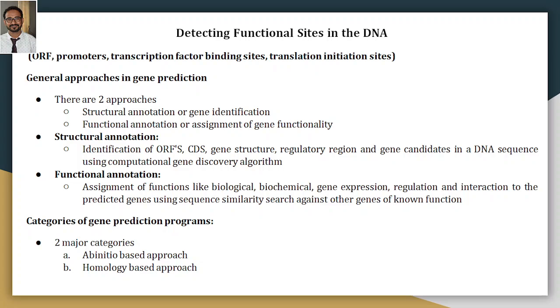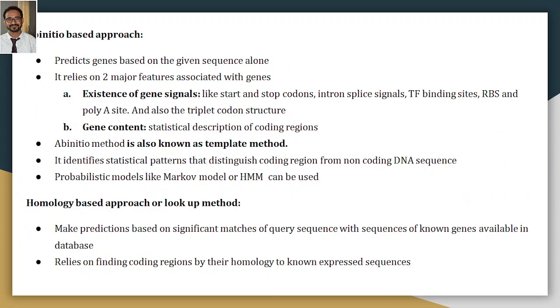Now, categories of gene prediction programs. Based on the annotation, we have structural and functional. Whereas for categories, there are two major ones: the ab initio based method and the homology based method. All of you know the ab initio method; it acts as a template method, where you compare the known with the unknown. Whereas in homology, you compare two things and find how similar they are. So let's start with the ab initio based approach.